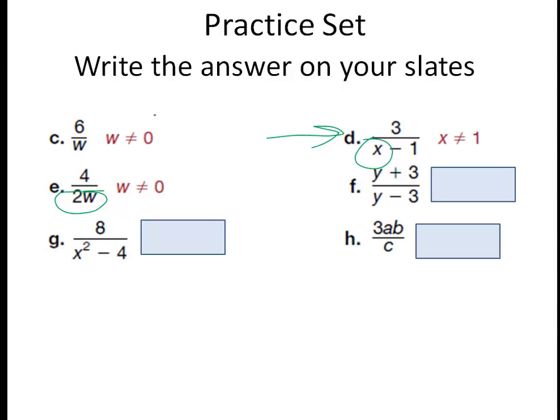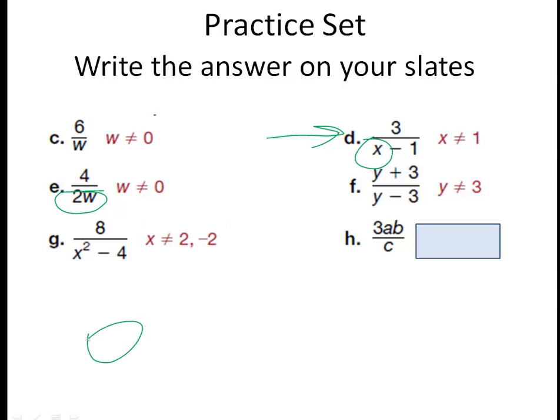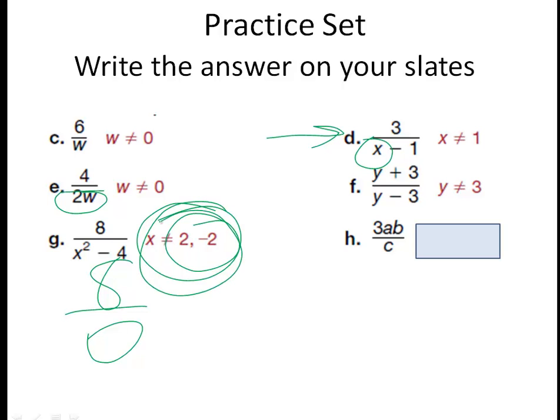Getting the idea? Okay, what can't y be in F? The y can't be a 3. That's right. And in G, that's a little bit different. What can't x be when it's being squared? Well, it can't be 2, because 2 times 2 would be 4, and 4 minus 4 would be 0. And we can't have that. So x can't be 2 or negative 2, because 2 times 2 is 4, and negative 2 times negative 2 is 4. So it cannot be either one of those. When it's squared, keep that in mind. All right, how about on H? What can't C be? That's right, it just can't be 0.